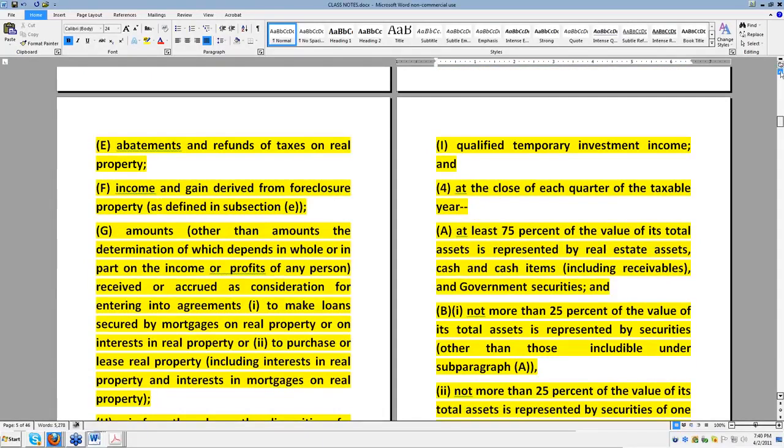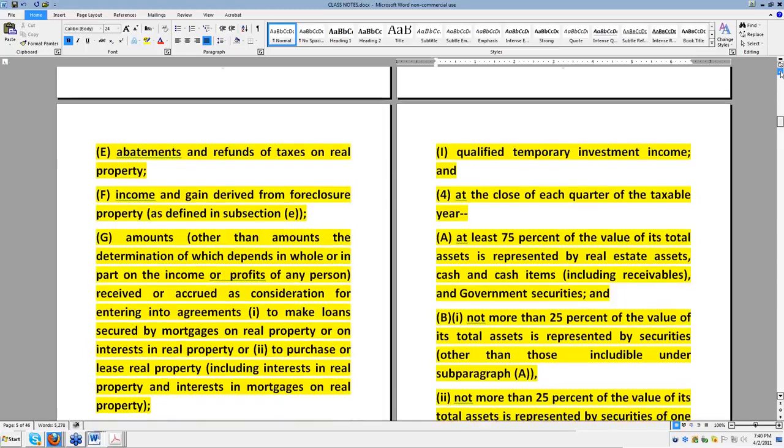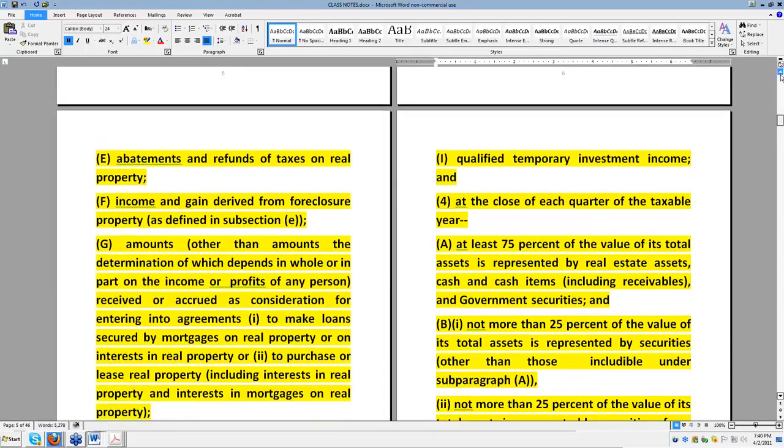Which is not a prohibited transaction solely by reason of Section 857(b)(6), and now go up to 8. H, and then that would be I, qualified temporary investment income, at the close of each quarter of the taxable year.